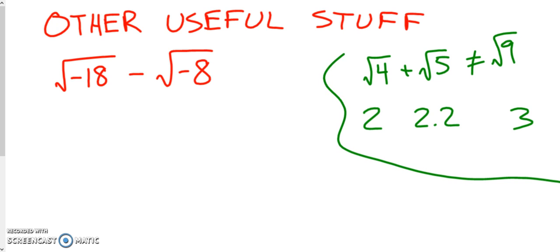So, what we have to do is we have to try to simplify these. We did that at the end of the semester earlier this year, right? Or technically it was in 2016. But how would I simplify the square root of -18?